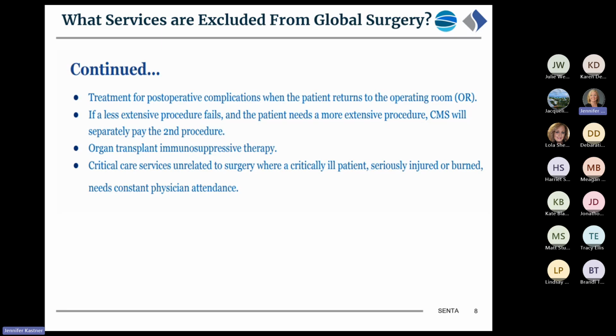ill patient, seriously injured or burned, needs constant physician attendance. And the reason for that is in the hospital, sometimes there's that hospital follow-up after surgery is performed. That's going to be inclusive to the surgery as well. But if it's a critical care service, that's different because that's not typical care associated with the surgery.